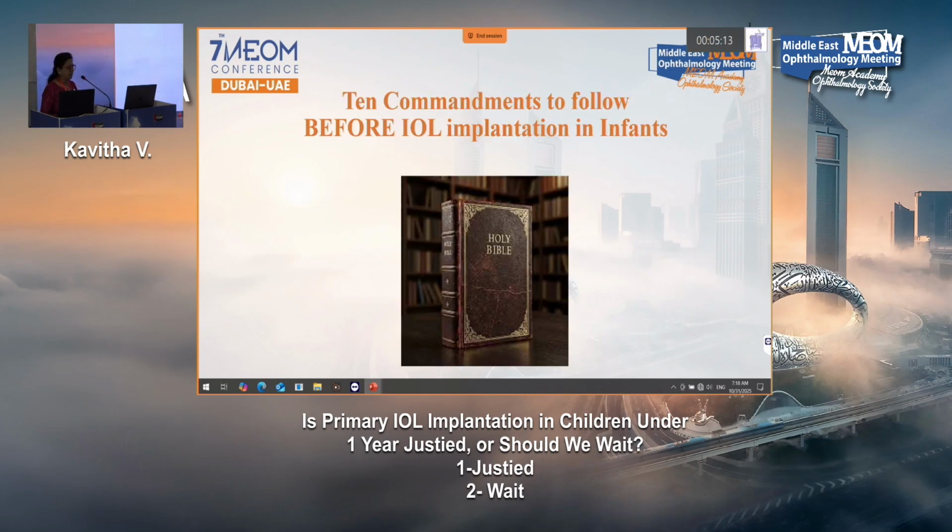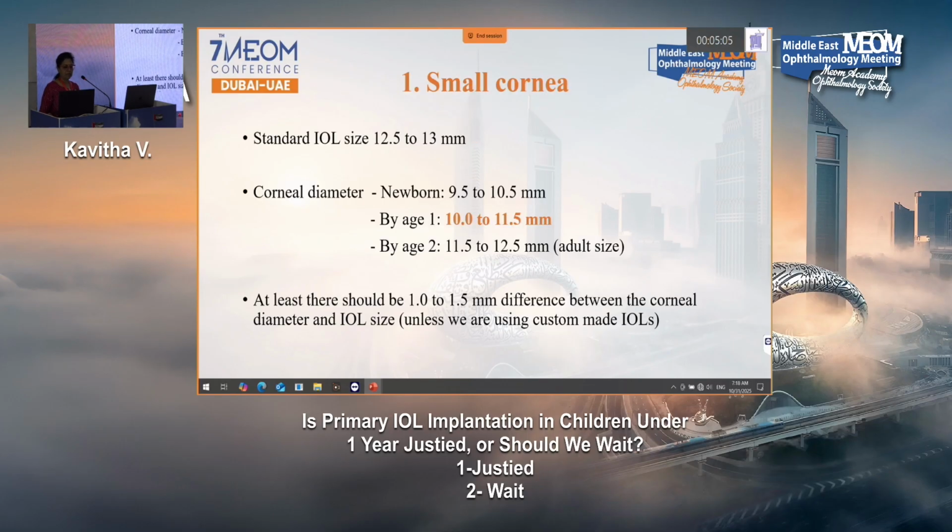Let me look at the 10 things, the 10 commandments which is there in the Bible, that I follow before implanting an IOL in any eye, any age. The first is the smaller cornea. Definitely, by age 1, the size is about 10 to 11.5 millimeter. And what is the size of our IOLs? Most of the IOLs are between 12.5 and 13. Can we really think that this IOL can be placed very well inside the bag?